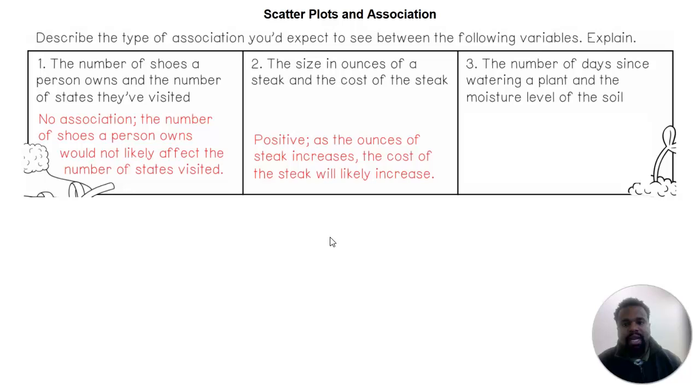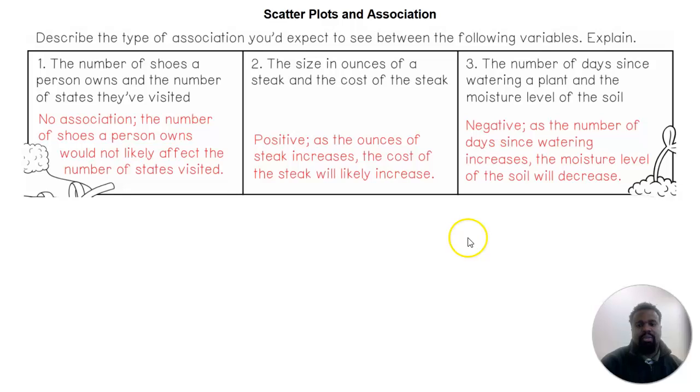All right. And then look at number 3, the number of days since watering the plant and the moisture level of the soil. So basically what it's saying is when you water your plant, the soil is real moist. But then as each day increases, the moisture level decreases. So it is an association, but it's going to be a negative association. All right.